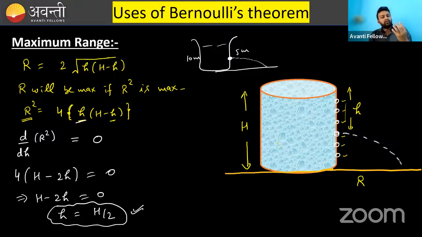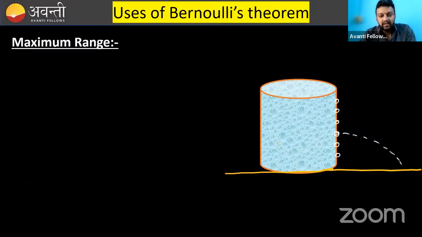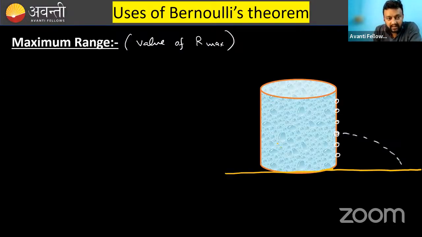Now, what is the maximum range? What we have calculated is the position of the orifice. Now the question is, what will be the value of maximum range? So we are going to calculate the value of maximum range, the value of R max. Straight questions come from this part. So what is R max?